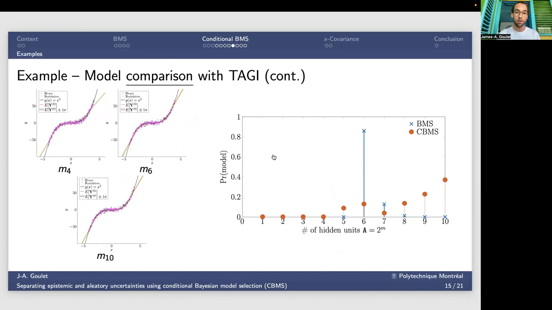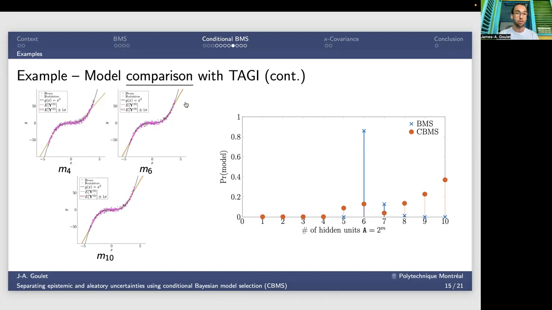Okay, so let's look at the comparison. I have my 10 models here. Model 1 is 2 hidden units, then 4, 8, 16, etc. And model 10 is 1024. In blue we have Bayesian model selection, in red conditional Bayesian model selection. Bayesian model selection tells me that model 6 has 90% of the probability weight. Model 10 has 0. This is one of the issues. On the other hand, if we look at conditional Bayesian model selection, we see that model 10 is twice as likely as model 6, but it's not clear-cut which one really dominates the other. And if we want to make predictions, we still need to consider both, because both still have a meaningful, really substantial probability content associated with them.